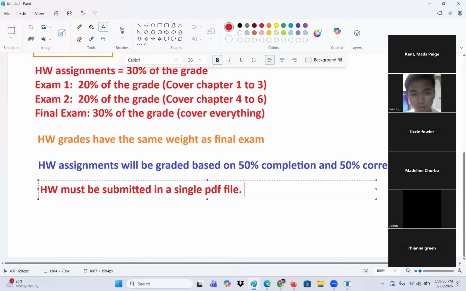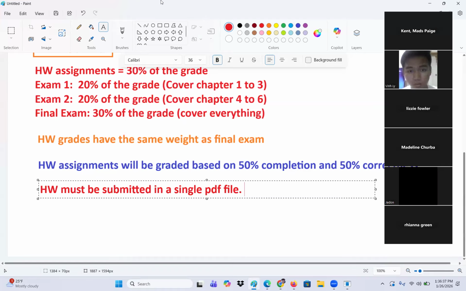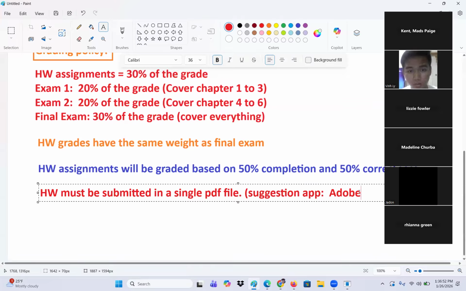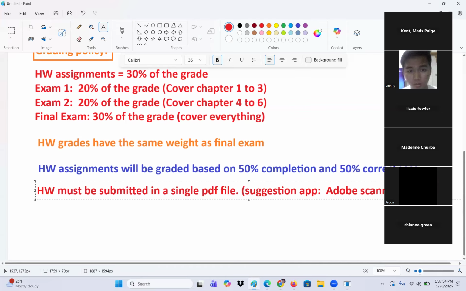So the best app that I can help you with: you might be using iPhone apps, using Notes to save as a PDF file, but it might not be clear. So my suggestion is Adobe Scanner. That is one of the things that I use most of the time. It gives you very clear pictures. And also we have Cam Scanner. Those two apps are really, really good.